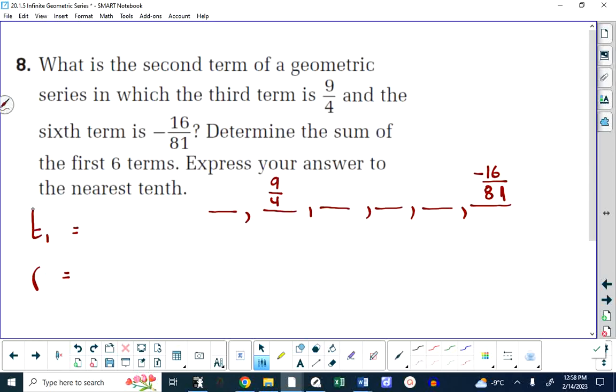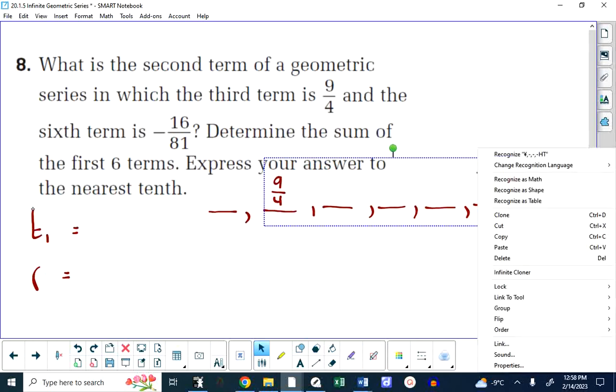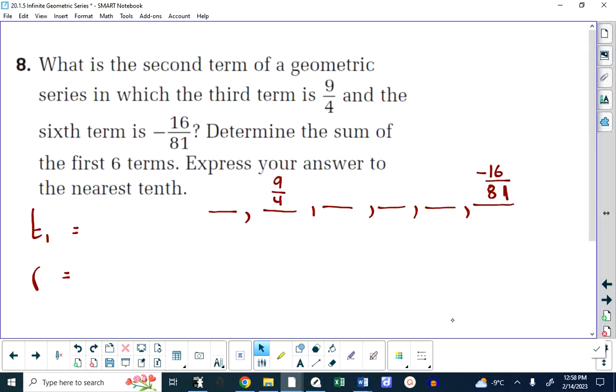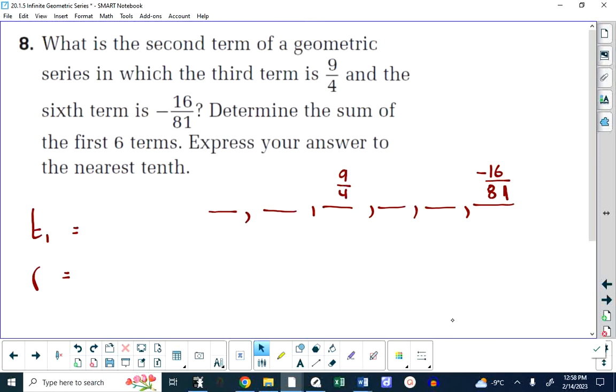Did I not write it down correctly? The 9/4 is supposed to be the third term, not the second term. Oh, it's the third term. Gotcha. Does that summarize it? Okay.